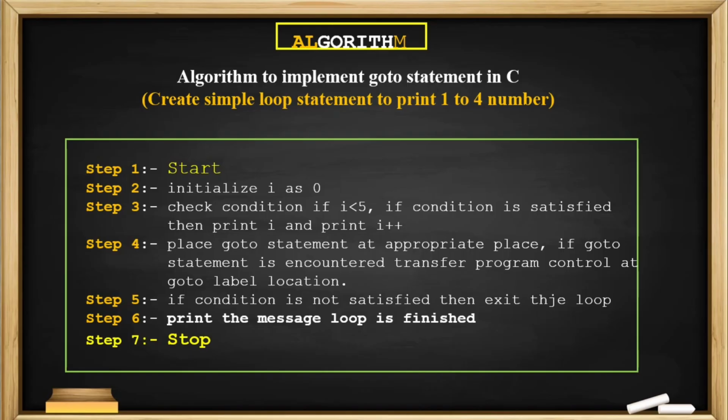In step 4, goto statement is kept at appropriate location in program. If goto statement is encountered, then program control is transferred to label location. In step 5, if condition is not satisfied, then we shall exit the loop. In step 6, we will display message loop is finished. Step 7 is last step, that is stop.